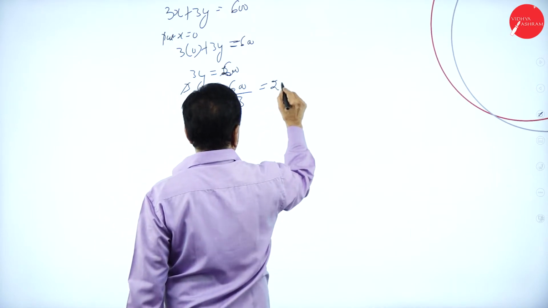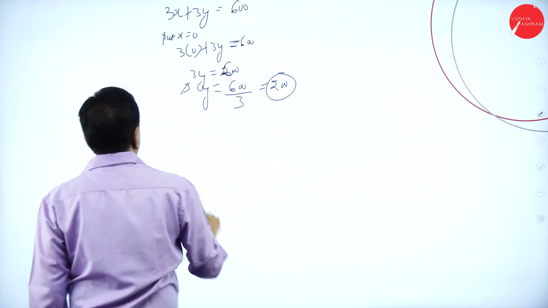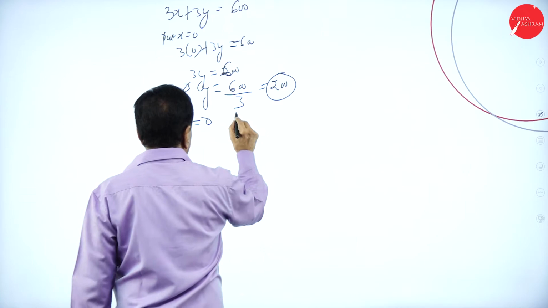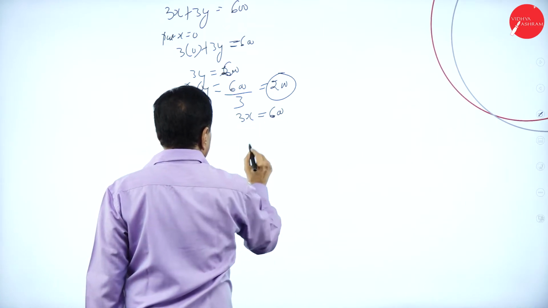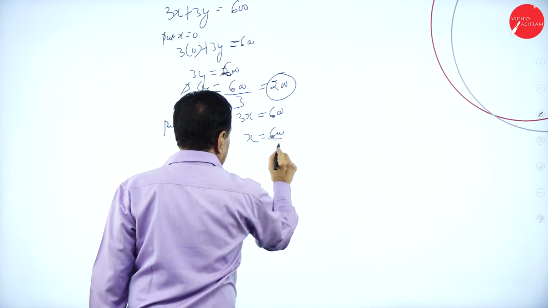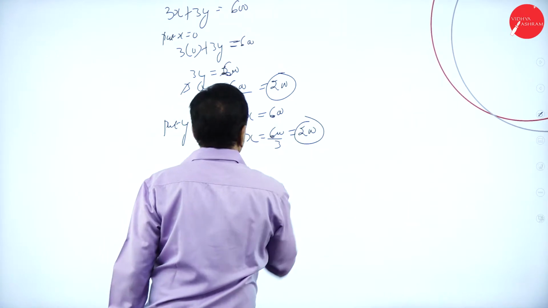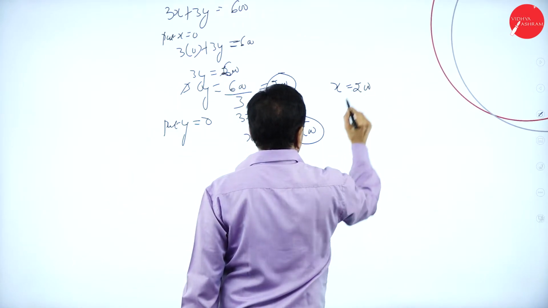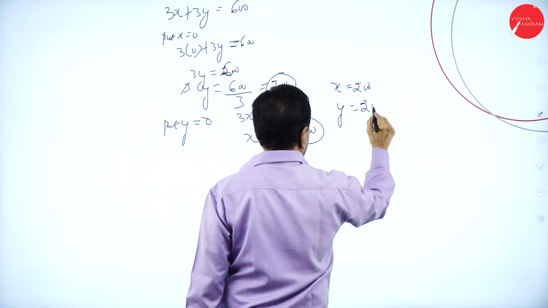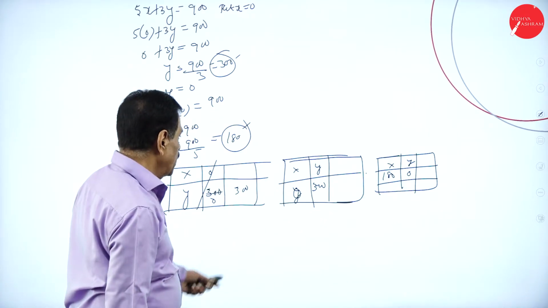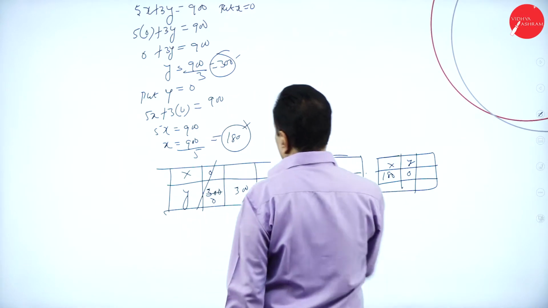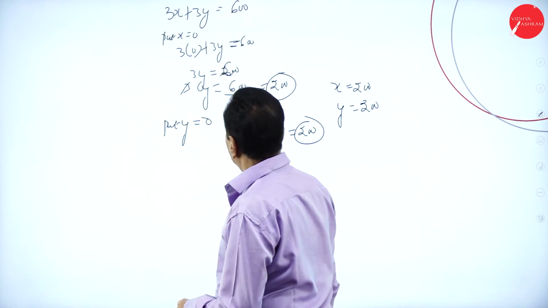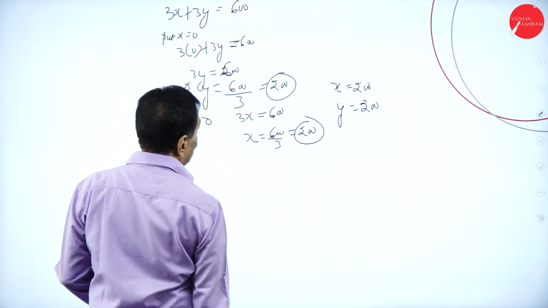So it is 200. This is the y value. Put y is equal to 0, 3x is equal to 600, x is equal to 600 divided by 3, which is 200. In the second equation, we can have x is 200, y is also 200. In the first equation, you got x is 180, y is 300. Come back to the platform. So the highest value of x, 200, 200.